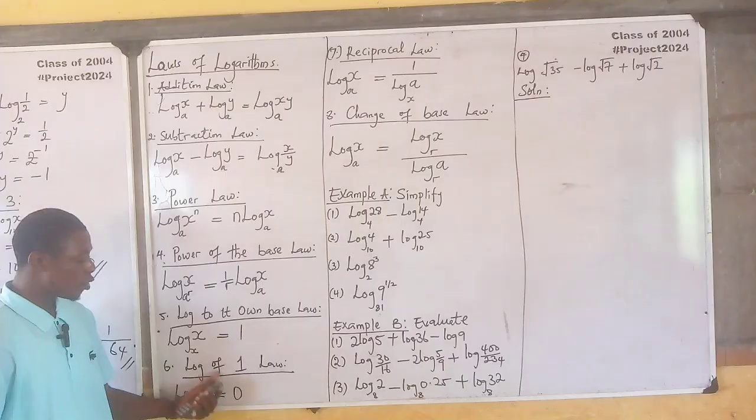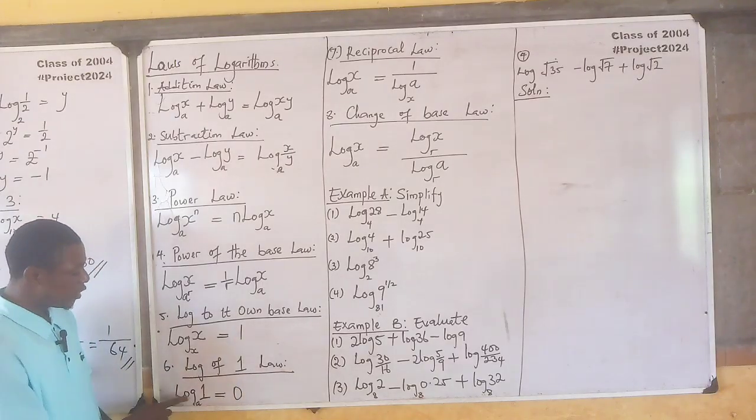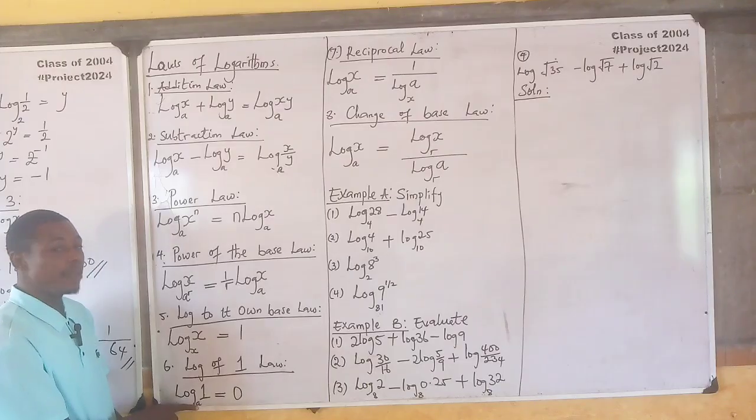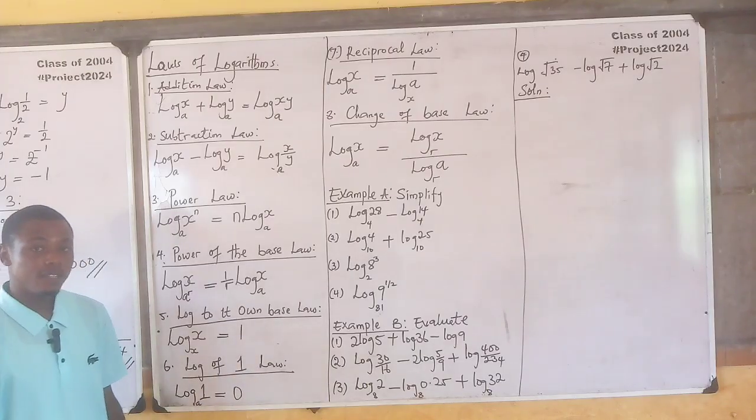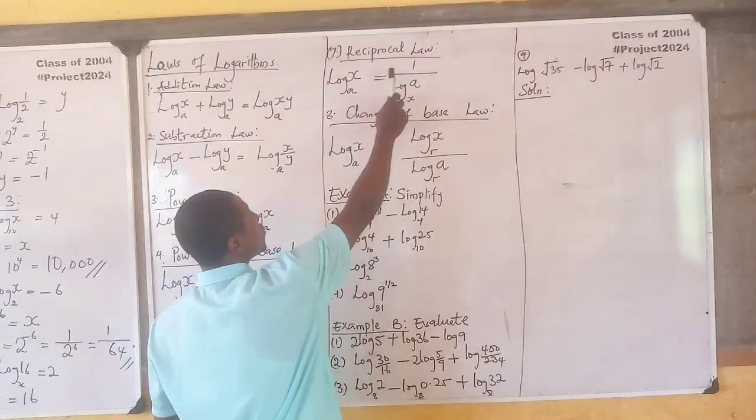Now the next one is the log of 1 law. Log of 1 what? Law. Now, a log of 1 to any base is 0, that's what it means. A log of 1 to any base is what? Is 0. Also, we have what you call the reciprocal law.